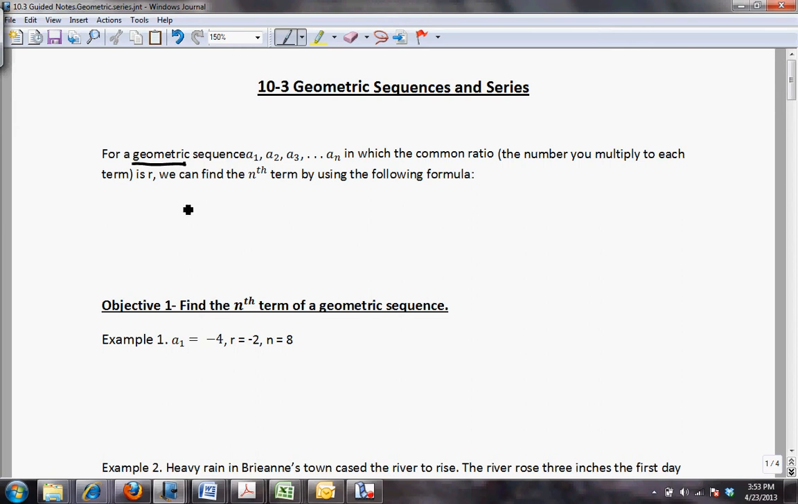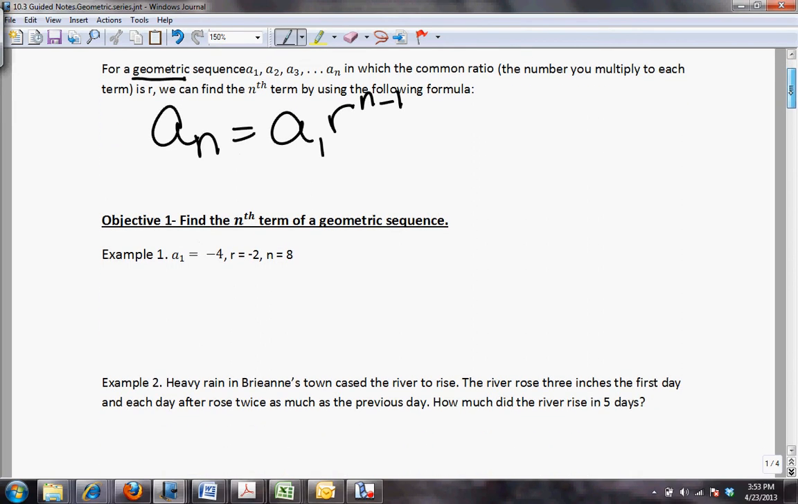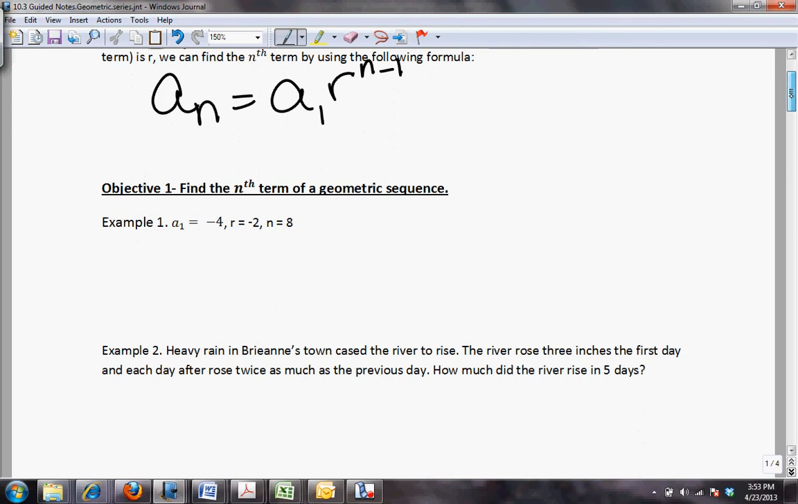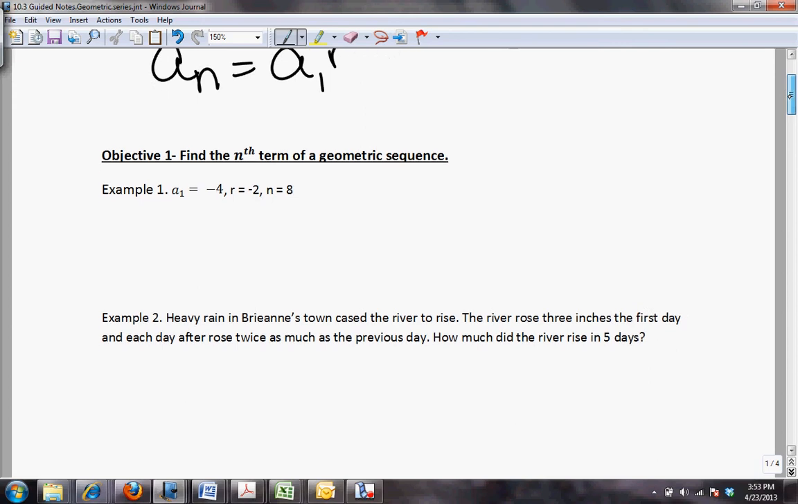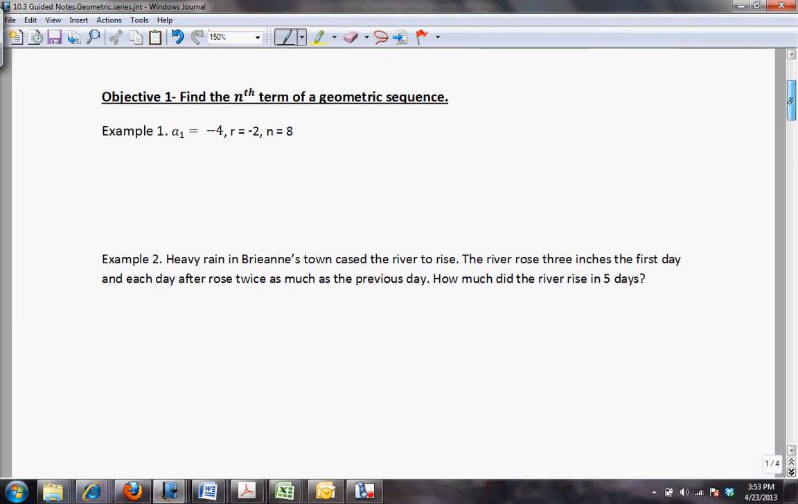To find the nth term, we use a sub n is equal to the first term times the rate to the power of n minus 1. The variables haven't changed. A sub 1 is still the first term, a sub n is still the nth term, and r is the rate. R is the new d, the common difference in arithmetic.